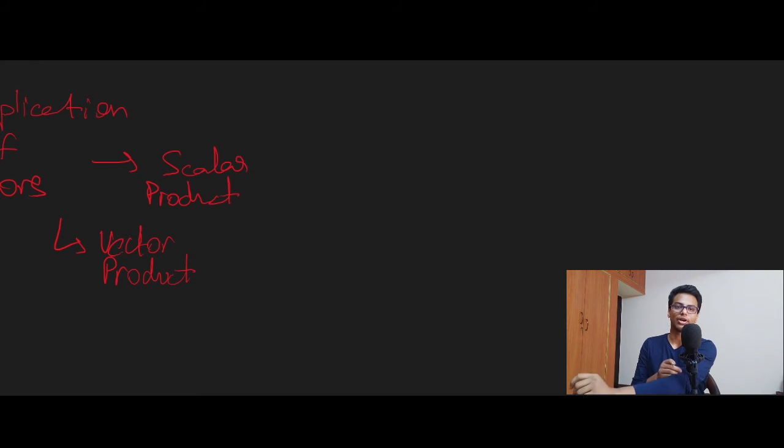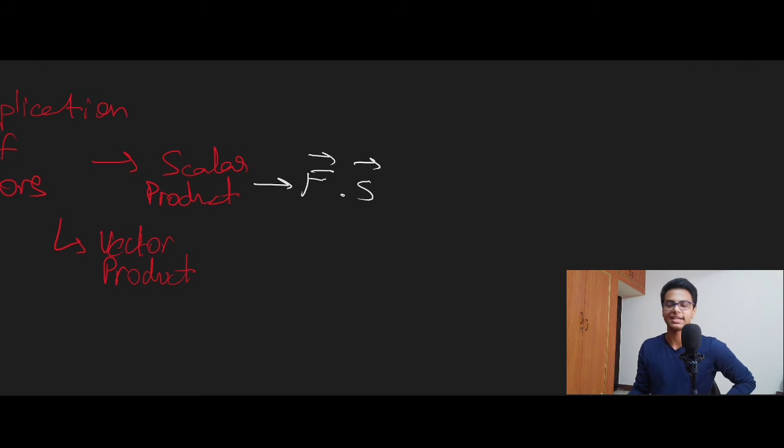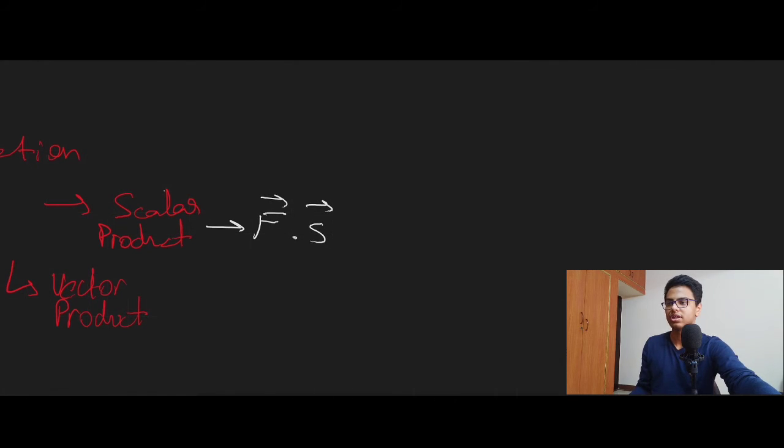So when you do scalar product, of course, as the name itself suggests, you get a scalar, right? When you do scalar product of two vectors, you are going to get a scalar quantity, right? Now, for example, F vector dot S vector, right? Now this scalar product over here is also called the dot product.